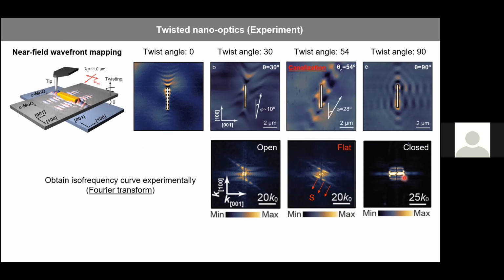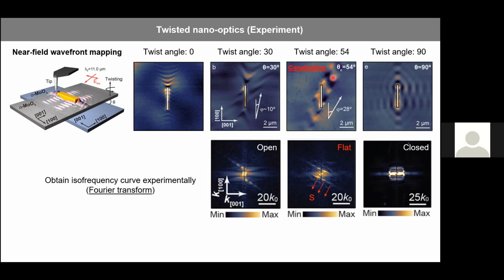And more importantly, we want to exactly realize this flat band as the isofrequency curve in the near-field measurements. So we find if we fix the twist angle around 54 degrees, yes, exactly, it looks quite flat in K-space, and all pointing vectors can only point along this direction. That means in real space, when the antenna launches the phonon polaritons, they can only propagate along this direction. So we can call this the canalization of phonon polaritons.